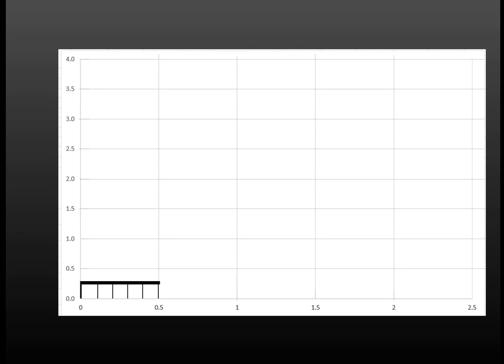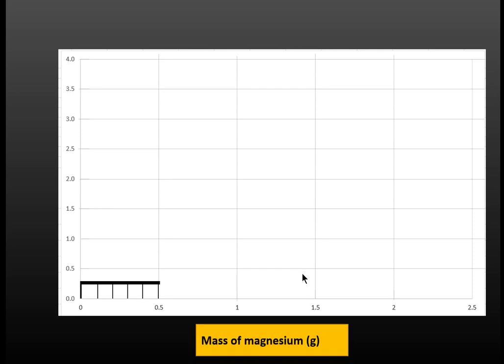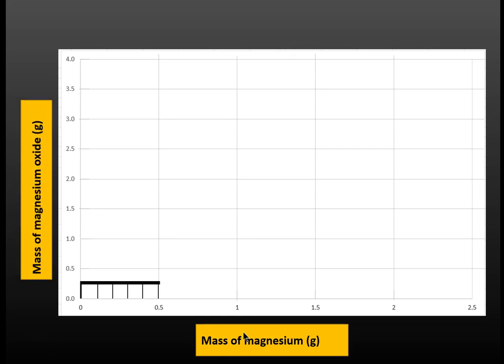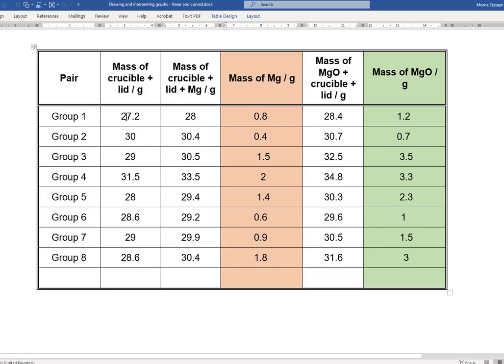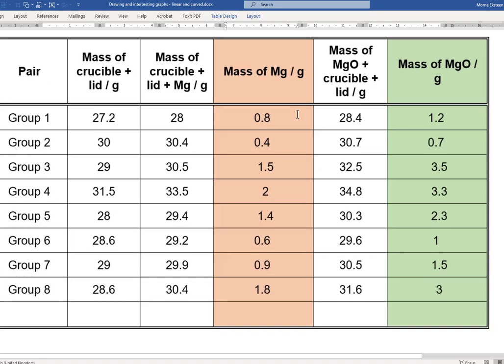So the next thing we do is we have to label the axes, and the thing that we change goes here on the horizontal, and the thing that it changes because of the experiment goes on the vertical. So mass of magnesium, the amount of magnesium that we use, goes here, and the amount of magnesium oxide produced goes there. Okay, so now you need to look at your table, and what we're going to do is plot mass of magnesium, this column, against mass of magnesium oxide produced. I'm going to start with this one first.